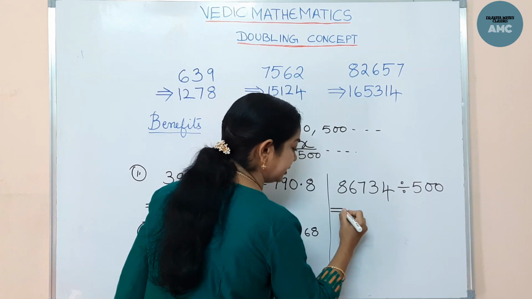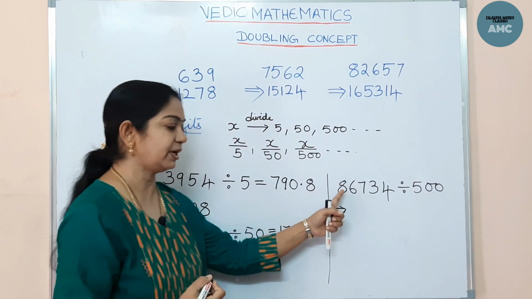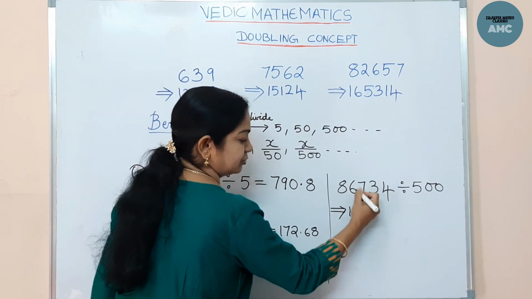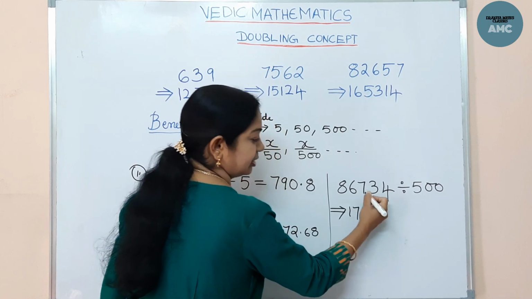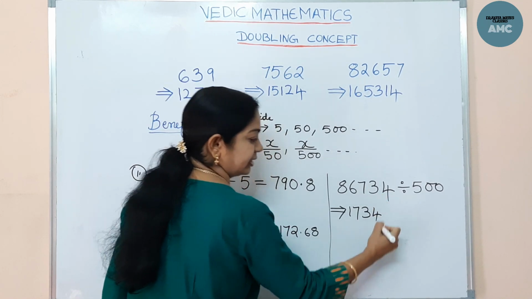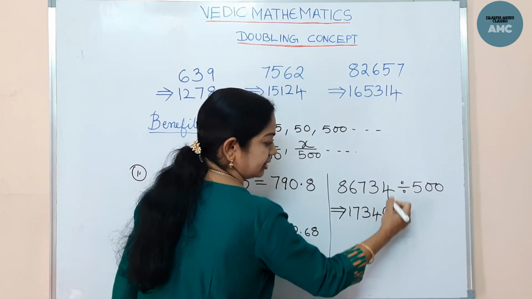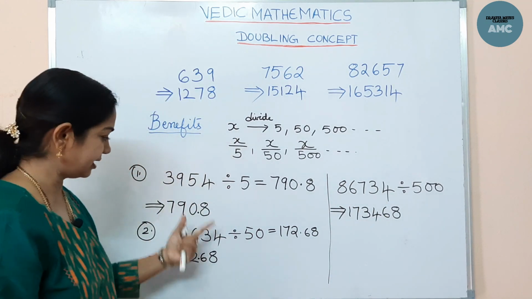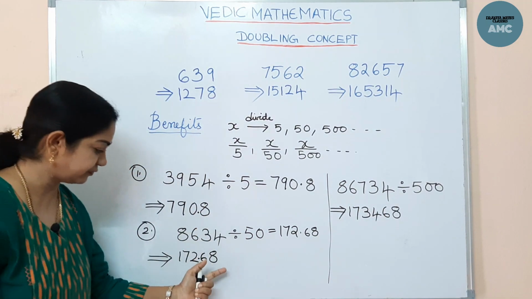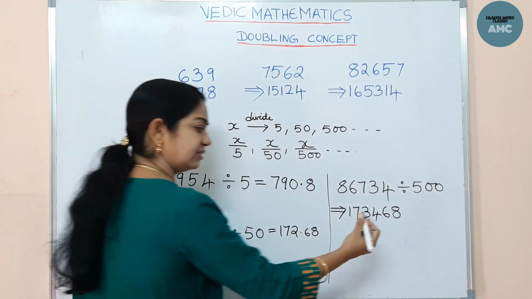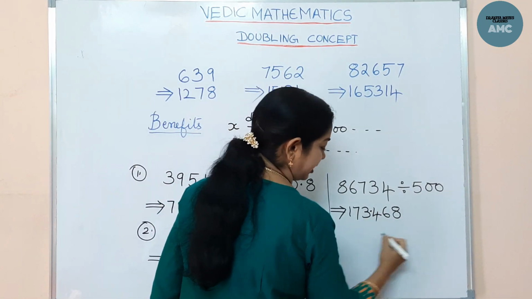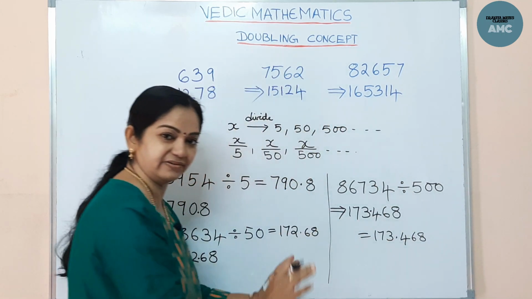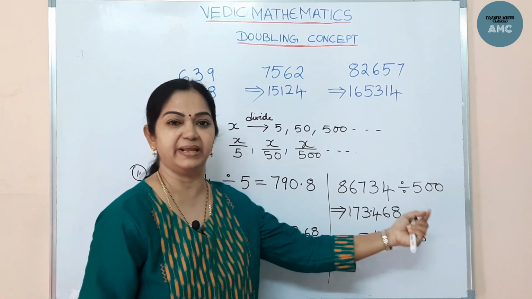Here the doubling is, right, 2 8s will start. We know the doubling procedure now. 2 8s are 16, but 17. 2 6s are 12, but 3. 2 7s are 14, so 4 only. 2 3s are 6, 6 only. 2 4s are 8, 8 only. Okay, this number. For 500, the same procedure. For 5, 1 digit. For 50, 2 digits. For 500, 3 digits. So this is the final answer: 173.468.